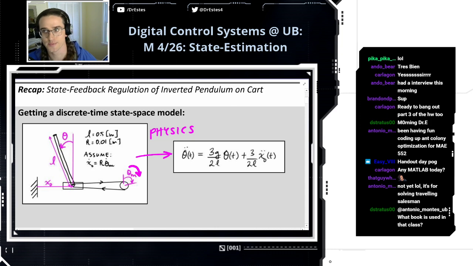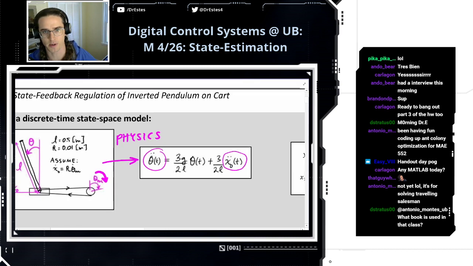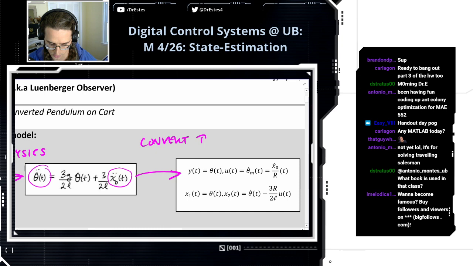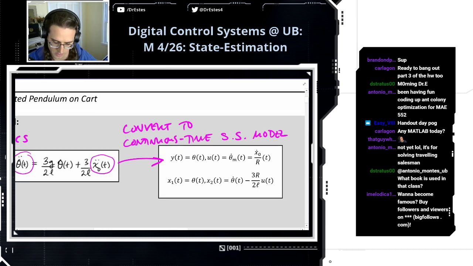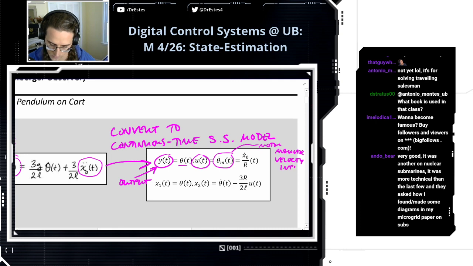is you can use physics to get this second order differential equation for the pendulum angle as a function of the acceleration of the base. So that's what we did. We spent some time building that, and then we converted it to a continuous time state space model. And so y is our output. We're measuring the angle of the pendulum, and our input is this motor angular velocity. That's our input, and it's related to the acceleration of the cart through this gear ratio.